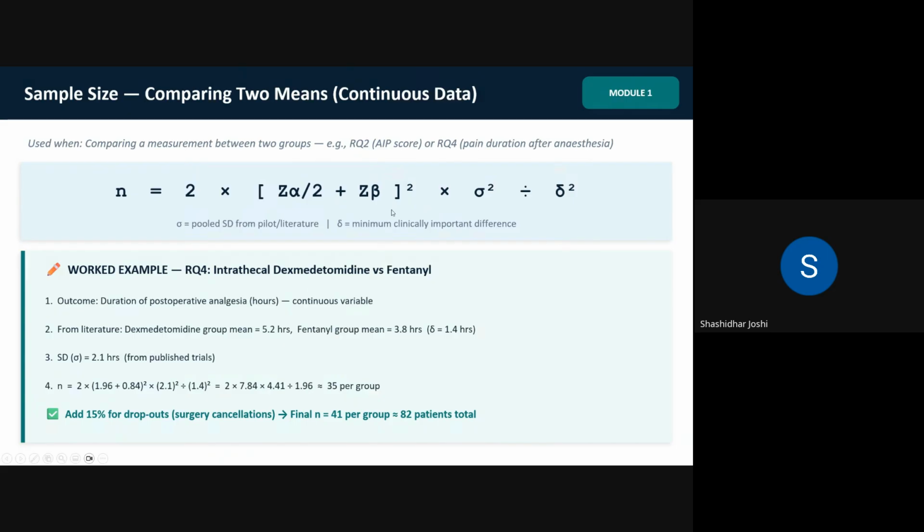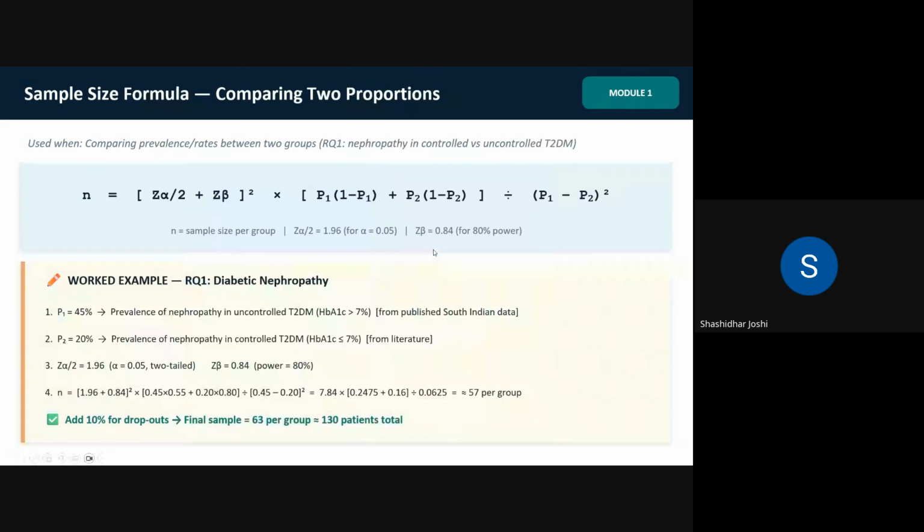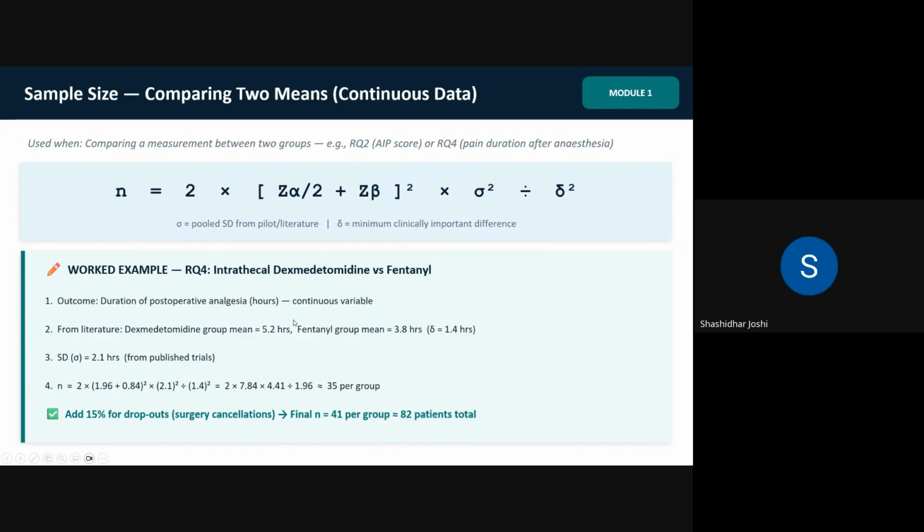What was the previous outcome measure? The previous outcome measure was prevalence rate. Prevalence rate is always expressed in terms of percentages or proportion, whereas the outcome in research questions 2 and 4 is a number. I'll tell you more about this in the next session in basic biostatistics: the type of variable we are using. The type of variable in research question 1 is prevalence rate, in terms of percentage or proportion. But in this case, it is a number, the duration of post-operative analgesia. So the sample size formula differs here.